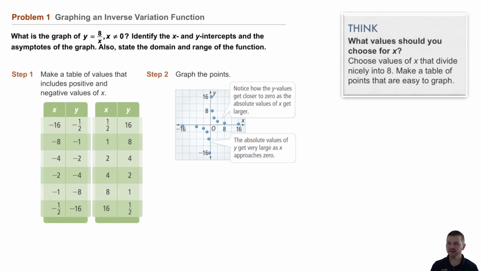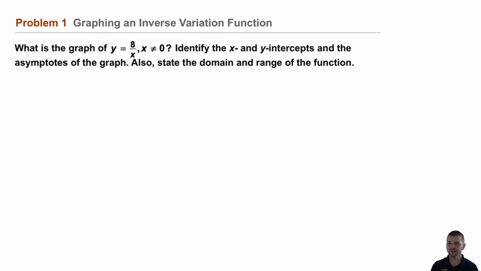Problem 1. Graphing an inverse variation function. What is the graph of y equals 8 over x, where x does not equal 0? Identify the x and y intercepts, and the asymptotes of the graph. Also, state the domain and range of the function.